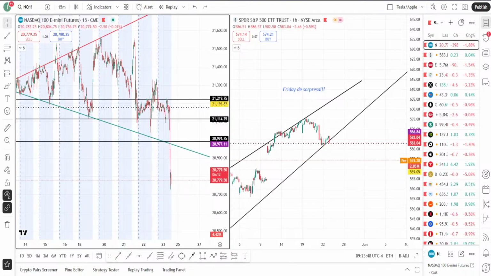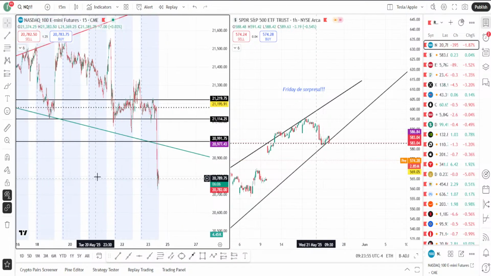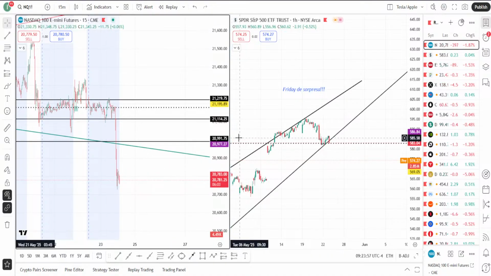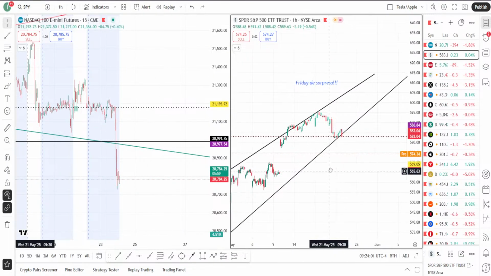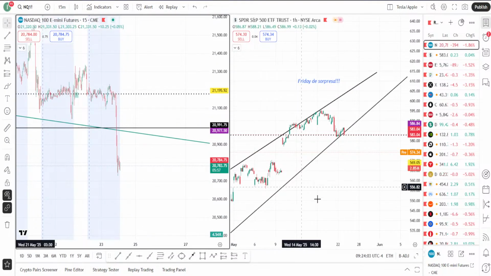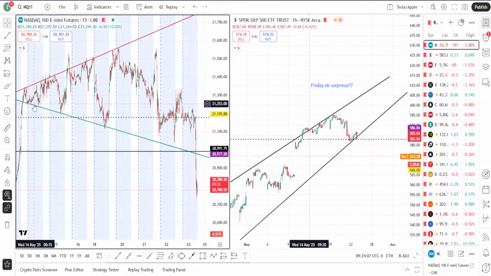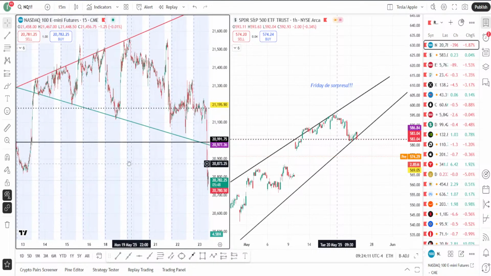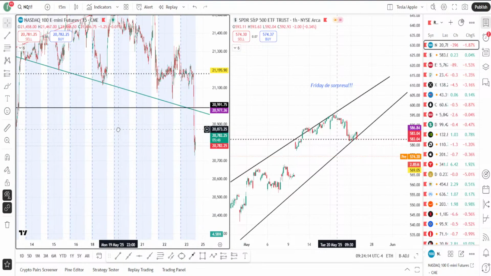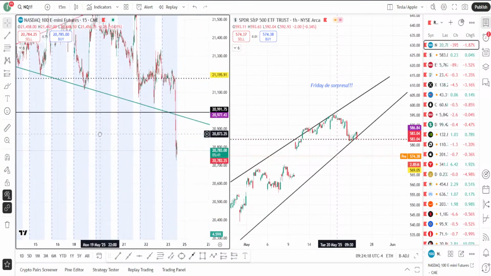Alrighty, so I guess we should come in and point out the obvious. The market is tanking. There is a bloodbath on the Qs here and the SPY. We've broken out of this range that we were stuck in for about the entire week. And yes, looks like we're finally coming down.